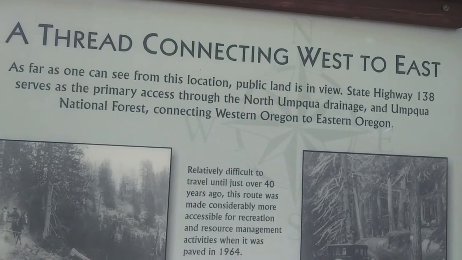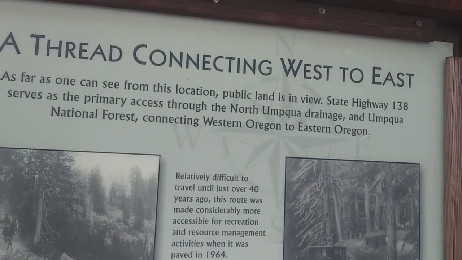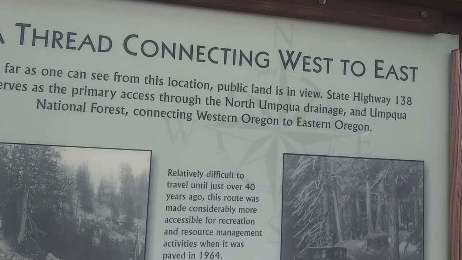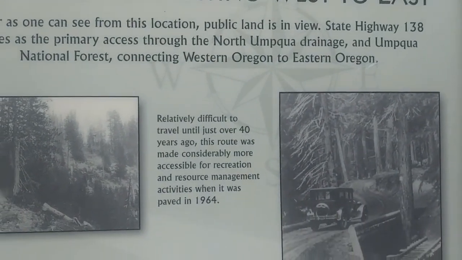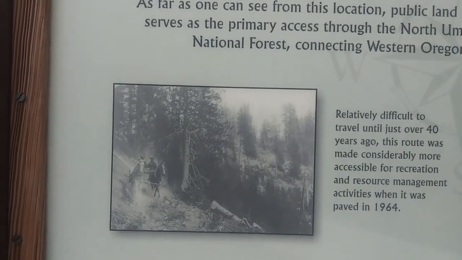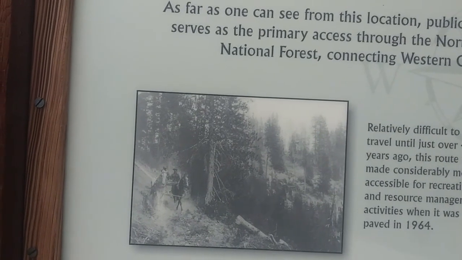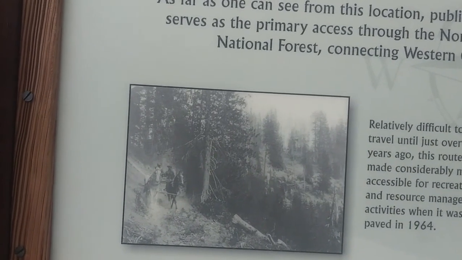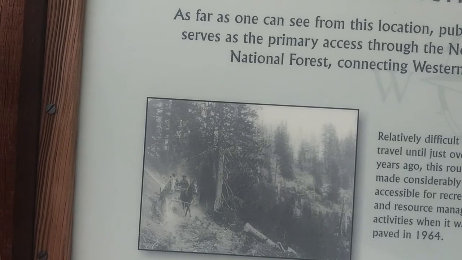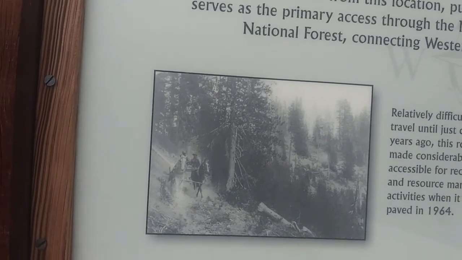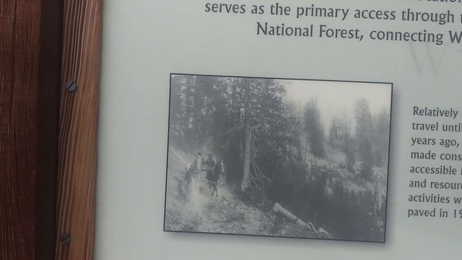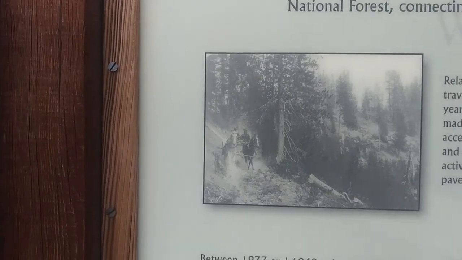State Highway 138 serves as the primary access through the North Umpqua Drainage and Umpqua National Forest, connecting western Oregon to eastern Oregon. Relatively difficult to travel until just over 40 years ago, this route was made considerably more accessible for recreation and resource management activities when it was paved in 1964.